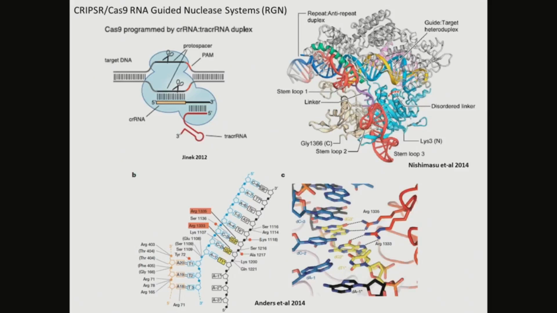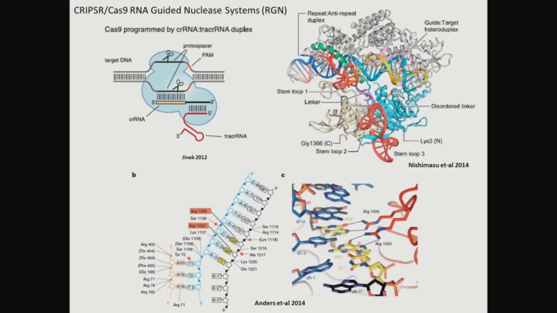Now, the PAM is required for every initiation of cleavage by a CRISPR-Cas9 system. And the PAM exists on the other strand from the strand that the guide RNA is complementary to. So in the case of strep pyogenes, represented here in this lovely crystal, you can see that the PAM is a pair of Gs, and that those are recognized by a pair of arginines in the enzyme PAM recognition domain.